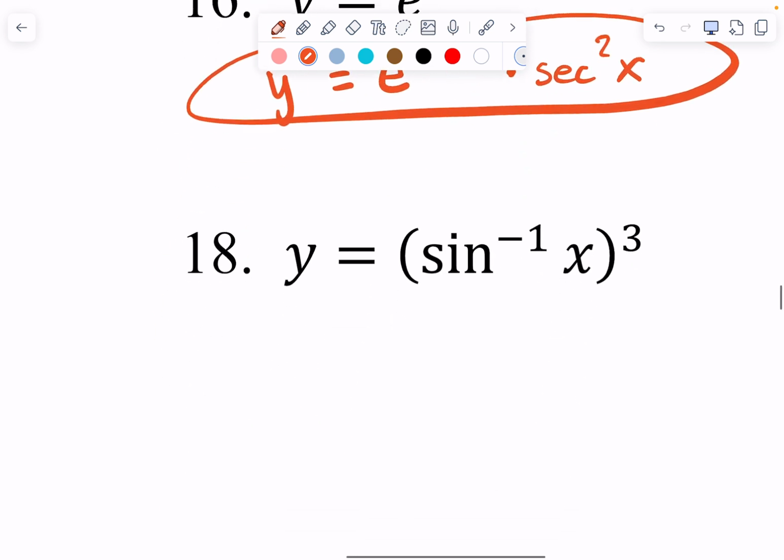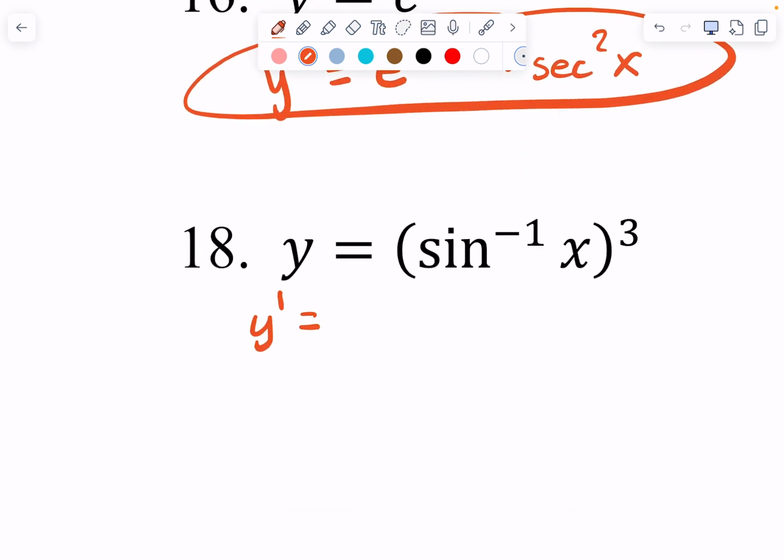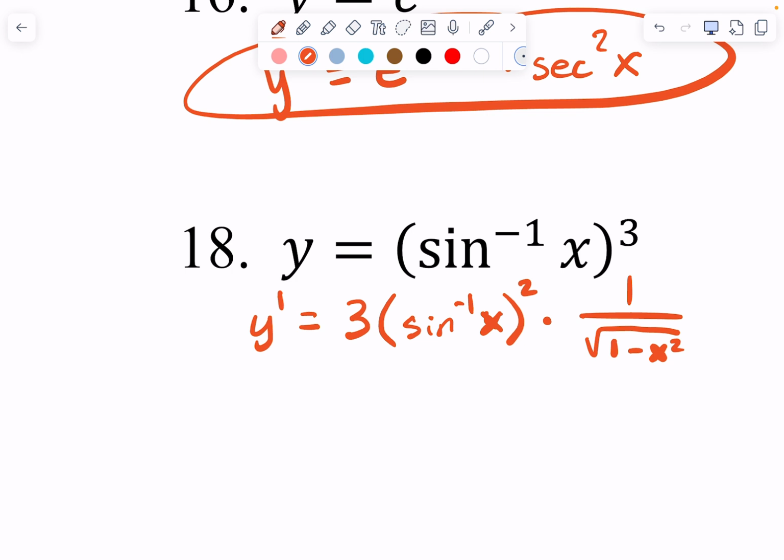Okay, how do I do 18? Y prime, by the way, equals, how do I do this? What's my approach? Bring the 3 in the front. What method are you using? You're using chain rule, right? 3 goes in the front. Inverse sine of x stays the same to the second power times the derivative of the inside. And the derivative of the inside, I will give that to you, is 1 over the square root of 1 minus u squared. But what is u? X. So I don't have to do anything weird. Okay. That is that. Got it? That's the answer, unless you want to make anything else happen.